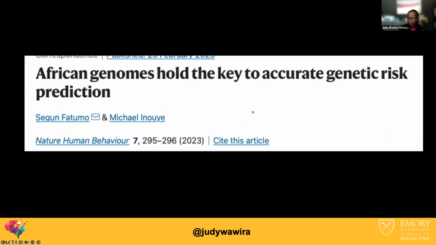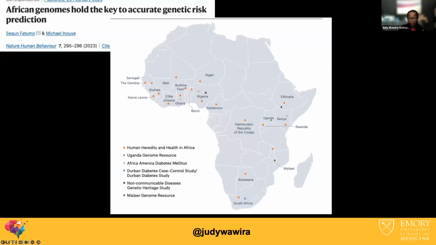I kept mentioning genomics. This is a really good paper. Segun does quite a lot of work on genomics on the continent, and there is a lot of investment and effort. For example, these are centers that do a lot of genomics work. So if you look at H3Africa, doing amazing work, you can see who's trying to look at, for example, diabetes mellitus.